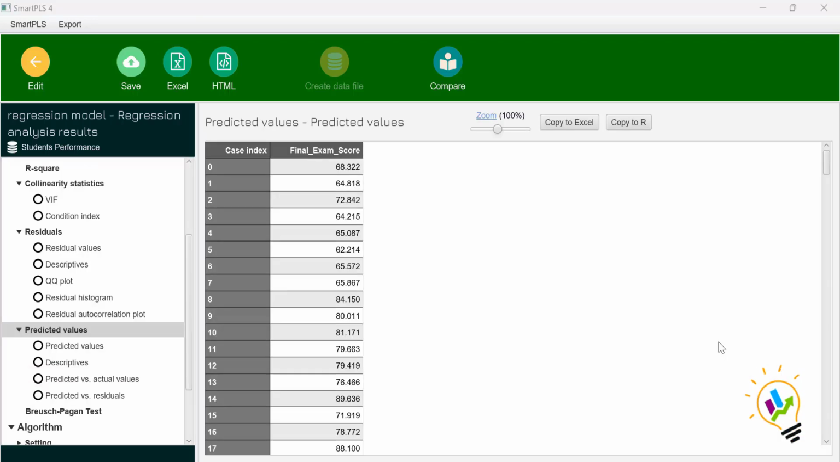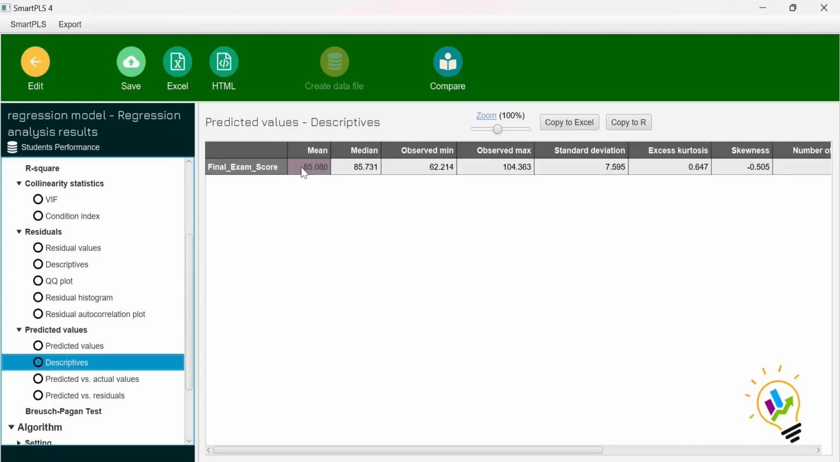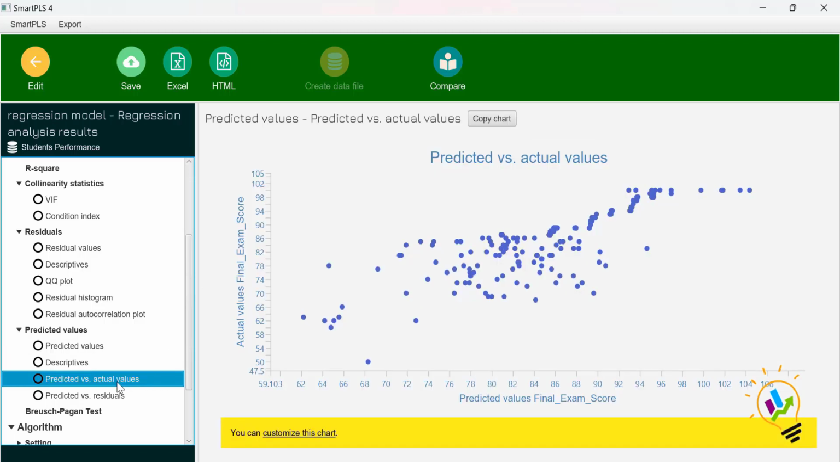Now we will discuss the predicted values. These are the predicted values for the final exam scores. And if you see the descriptives, these are the mean, median and the standard deviation of the predicted values of final exam score. Now we will discuss the predicted versus actual values.